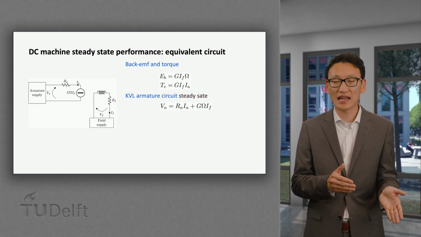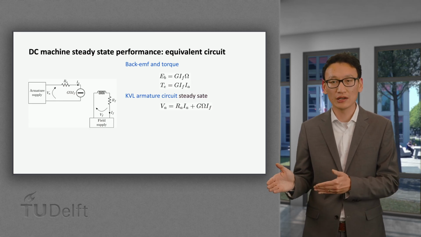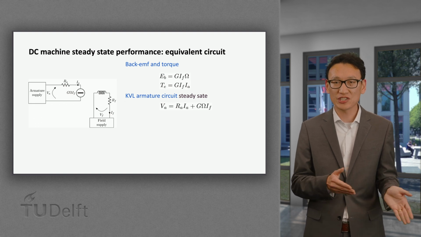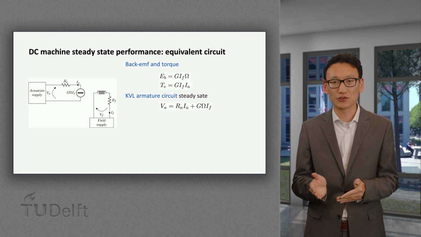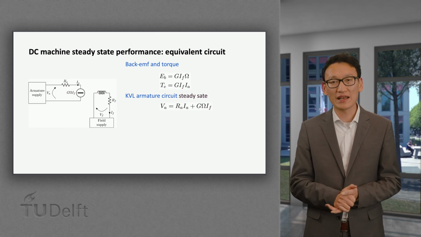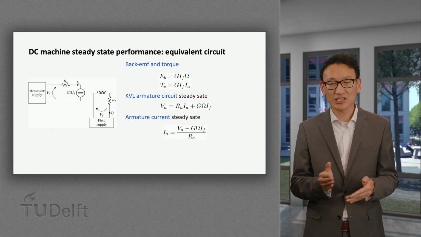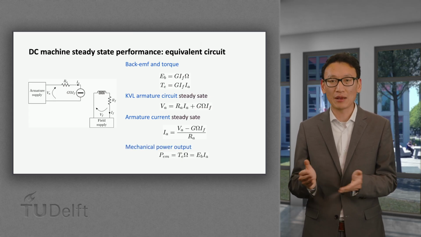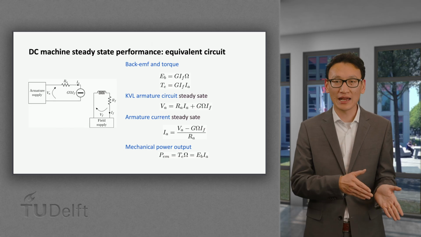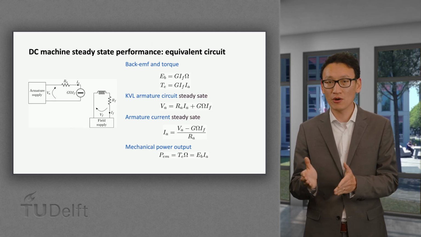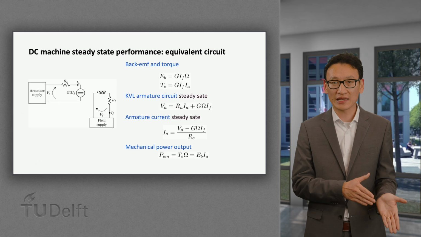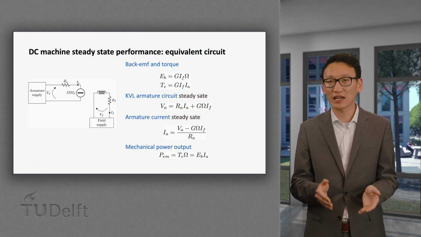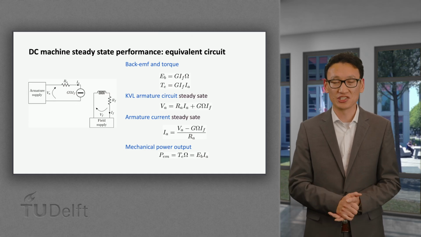The armature current is related to the voltage supplied to the armature V_A and the back EMF by applying Kirchhoff's voltage law to the armature circuit. Here, R_A is the resistance of the armature winding. Based on the voltage equation, the armature current can be solved as shown on the screen. The mechanical power output can then be calculated in two ways, by multiplying the torque and the rotational angular speed omega, or by multiplying the back EMF and the armature current. The two methods lead to the same result, implying the conservation of energy.